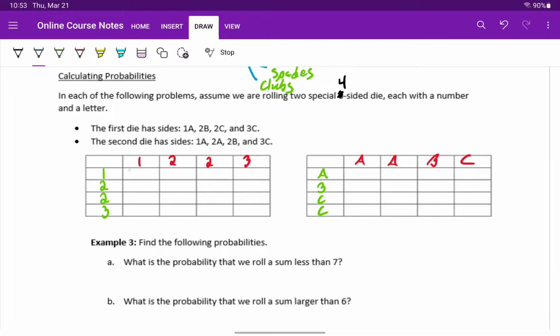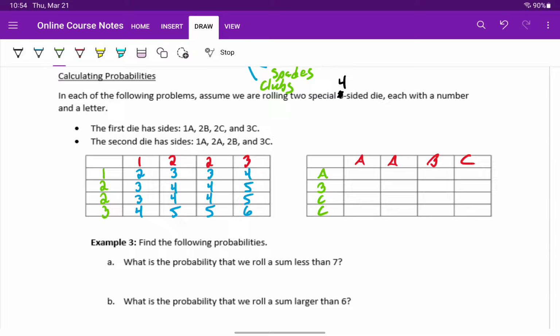So in this case, my first cell would be 1 plus 1 would give me 2. 2 plus 1 would give me 3, 3, and then 4. Moving on to that next column, we would add the 1 from the first row and the 2 from that second column to get 3, 4, 4, and 5. Then we'd have 2 plus 1 is 3, 4, 4, and 5 again. And then we'd have 3 plus 1 is 4, 5, 5, and 6.